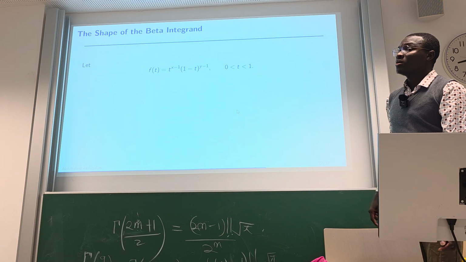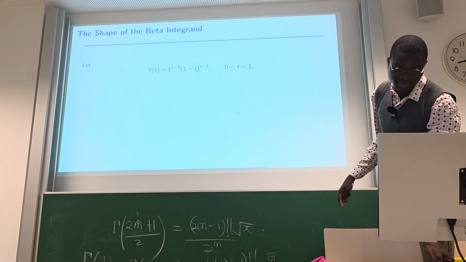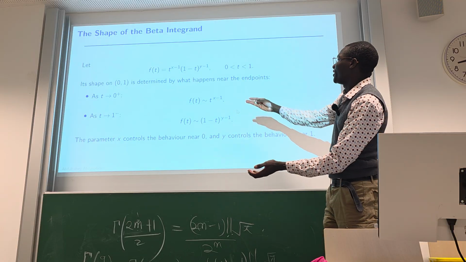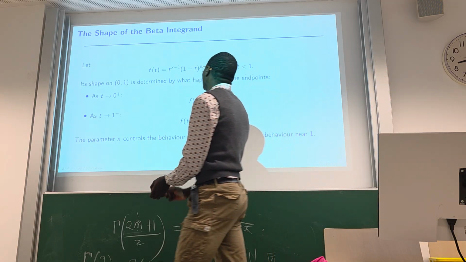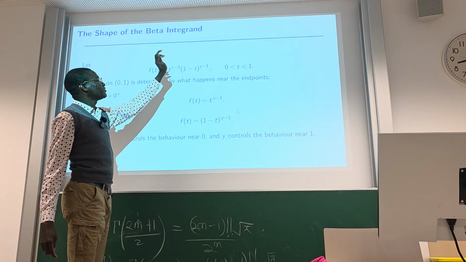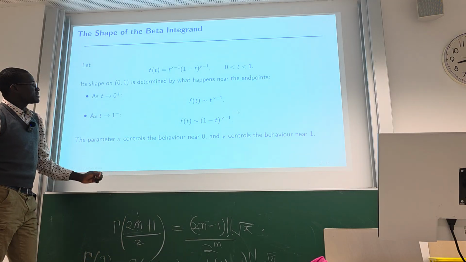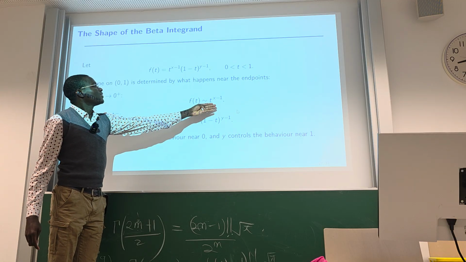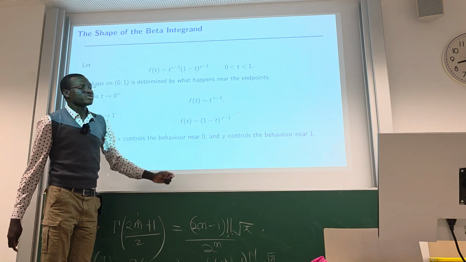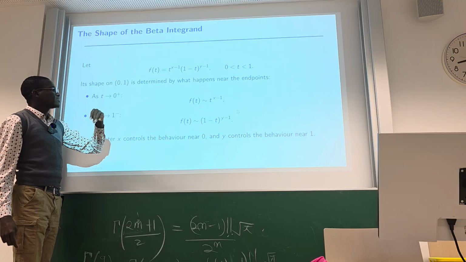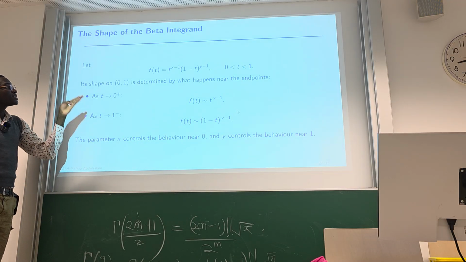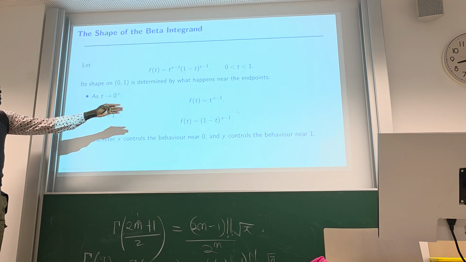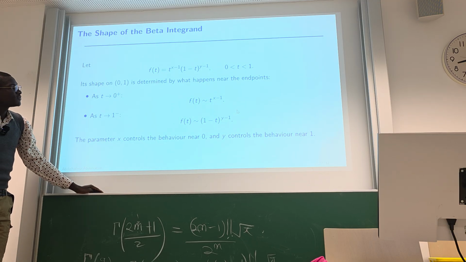So, yeah, this is just a discussion on the beta integrand. So what do you notice? Well, as t goes to 0, what happens? This goes to 1, right? And you just have this asymptotics for the two of them. So you have this approximately t to the x minus 1 and this approximately 1 minus t to the y minus 1. So it's quite beautiful because you have these two things, okay?